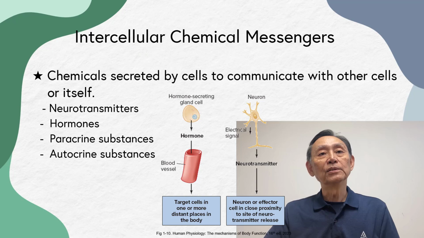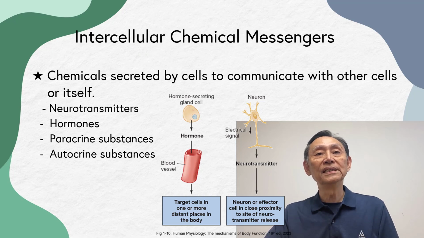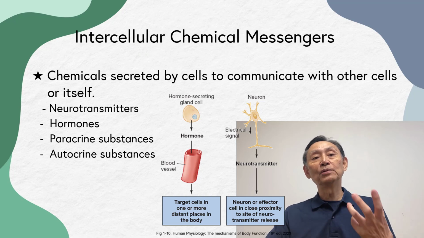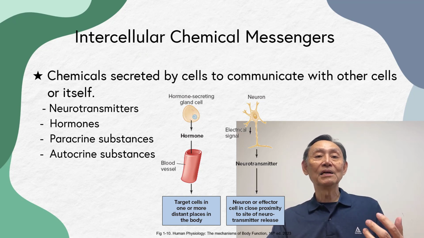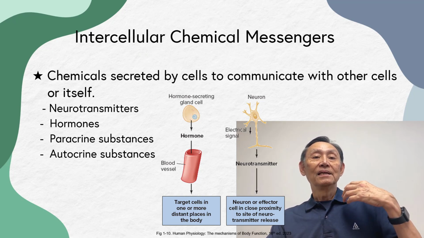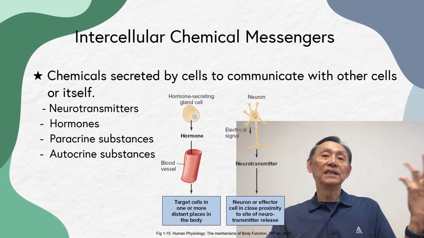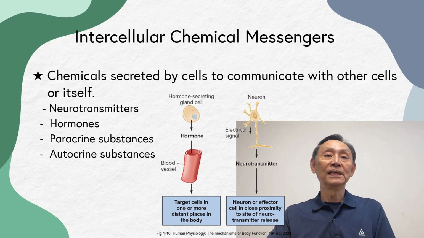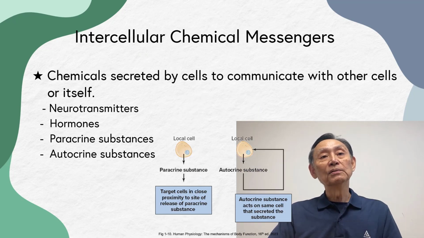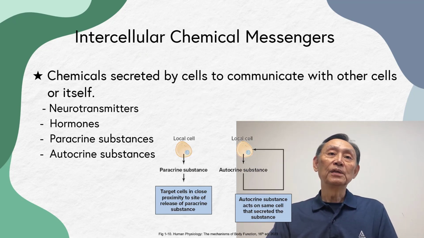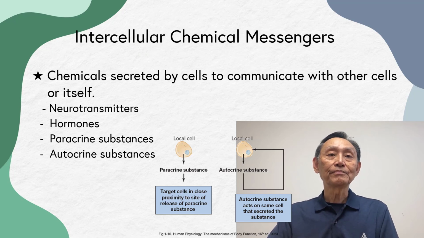And then we have these hormones. The hormone secreting cells are what we call the gland cells. The hormones are transmitted by blood within the blood vessels, so their target cells can be in one or more distant places in the body because the blood circulation can go anywhere. And then we have these two local factors we call the paracrine factors.